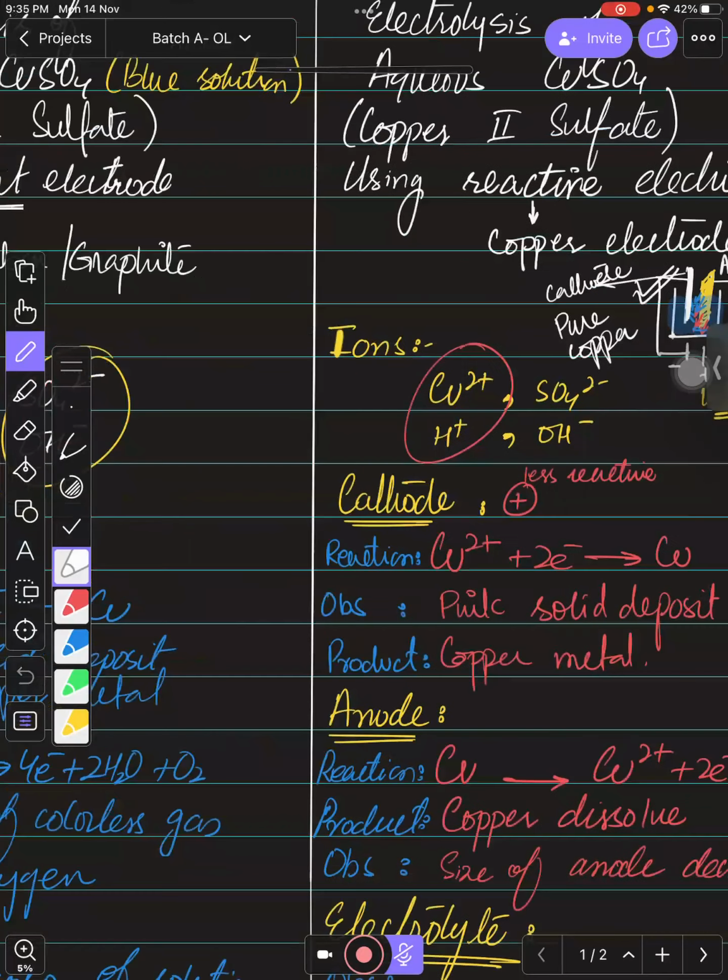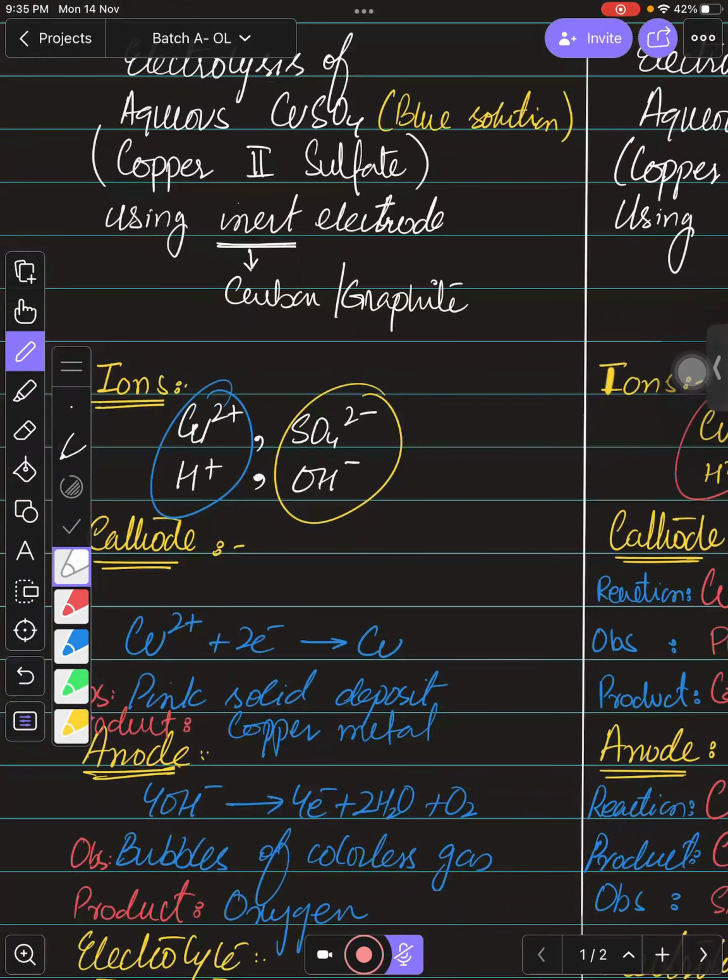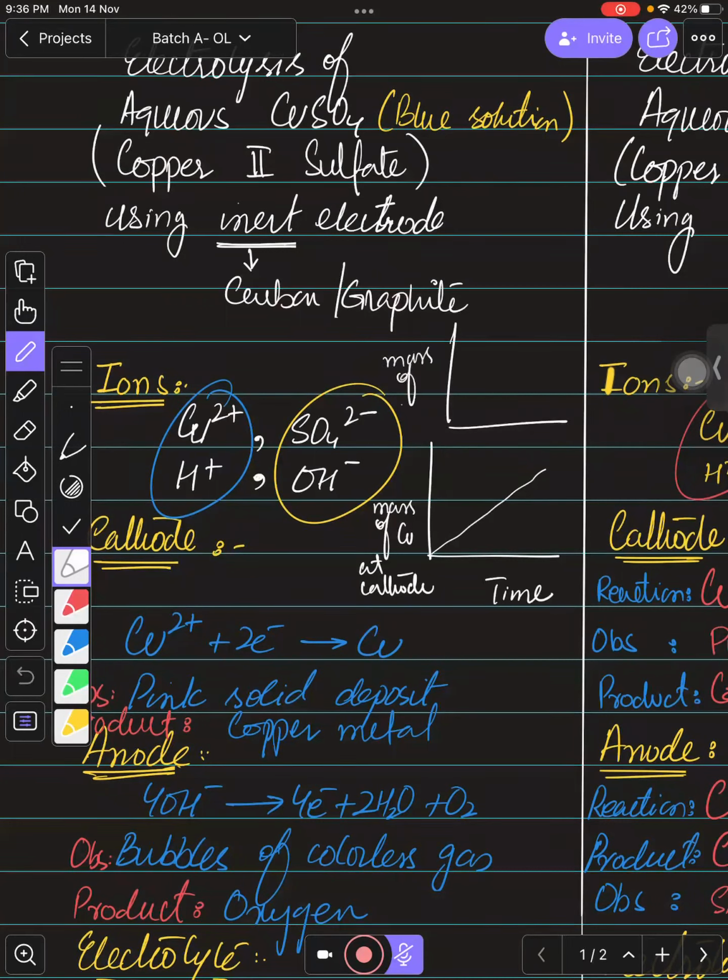Yes. Now if you talk about the graph here at the cathode, you can make a graph of mass of copper at the cathode, because you need to remember that initially these are inert electrodes. You have a graphite electrode, not a copper electrode, so the mass of copper will start from zero. If you draw a graph of mass of cathode, it starts from a non-zero value, because we are also adding the mass of graphite, right?